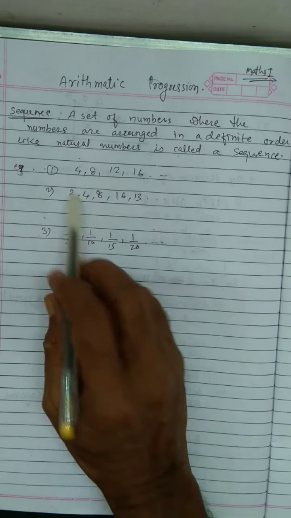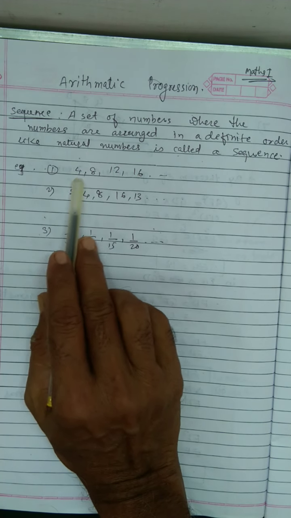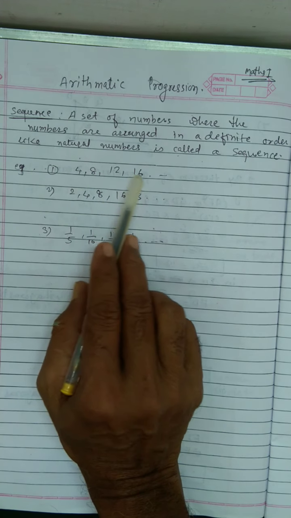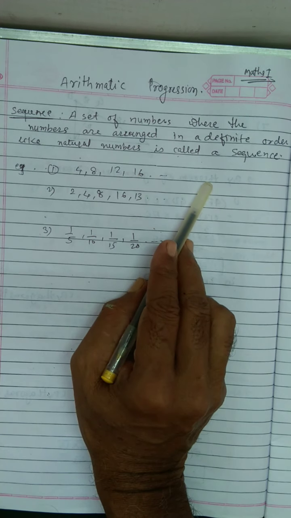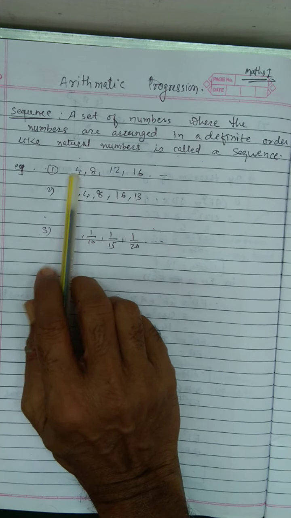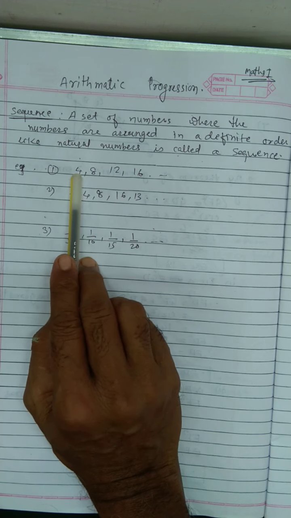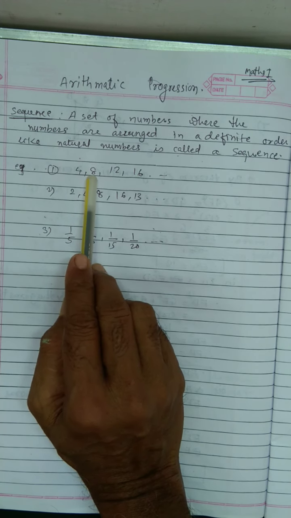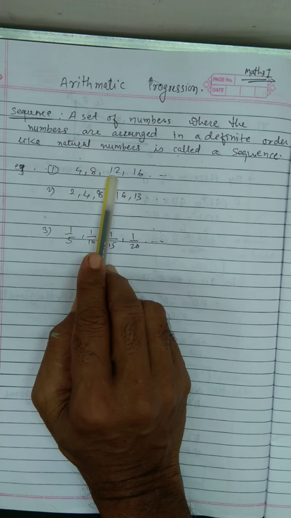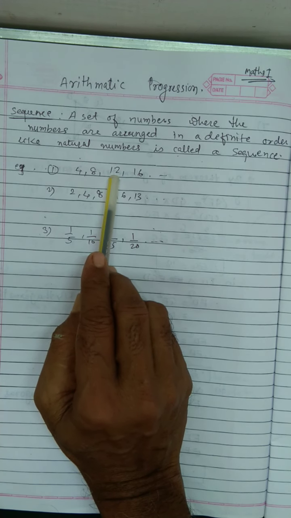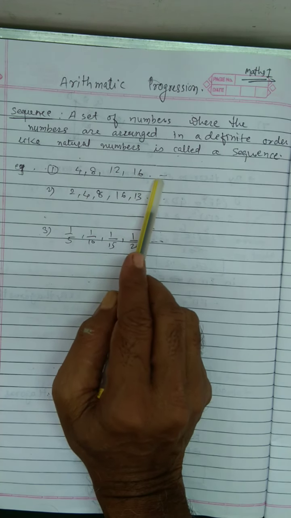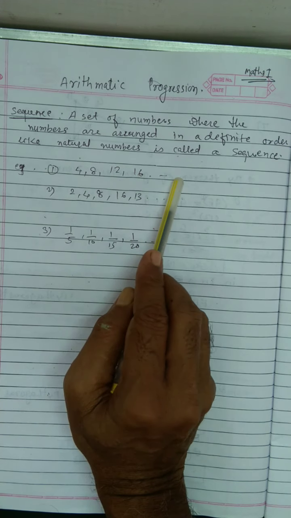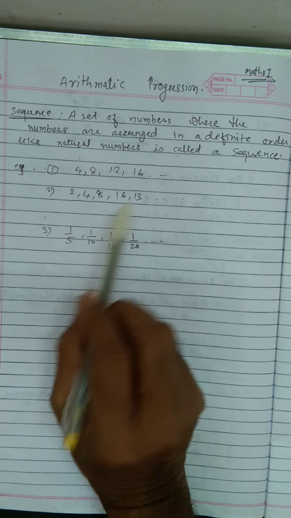Now the second example: we take 4, 8, 12 and 16 and so on. That means the numbers increase by 4. First number 4, then 4 plus 4 is 8, then 8 plus 4 is 12, 12 plus 4 is 16. The next number we get is 16 plus 4, which is 20, and so on.